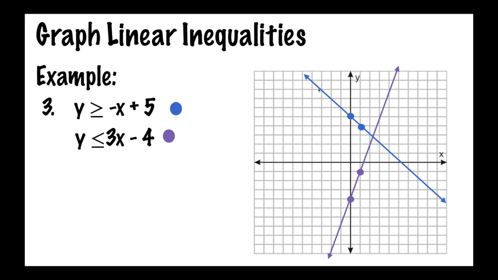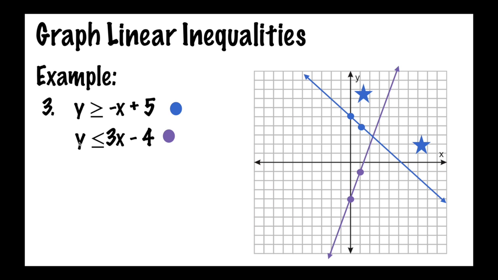Now when I start to think about the shading, again, there are 4 different regions that are formed here. And for the one that I have in blue, this says greater than. So greater than means above the blue line. And that would make it the 2 regions up here. So I'm going to indicate that with stars.